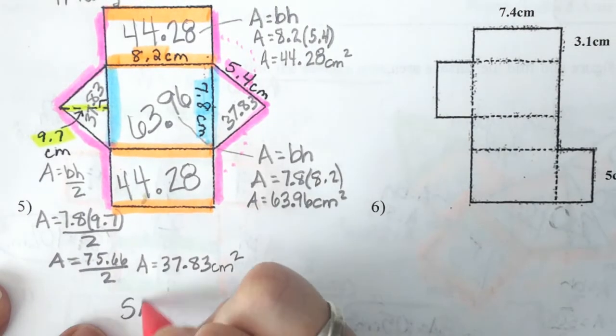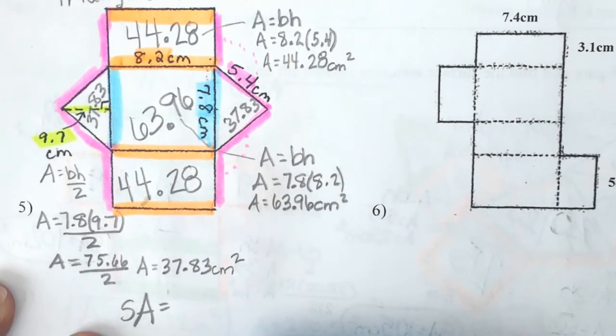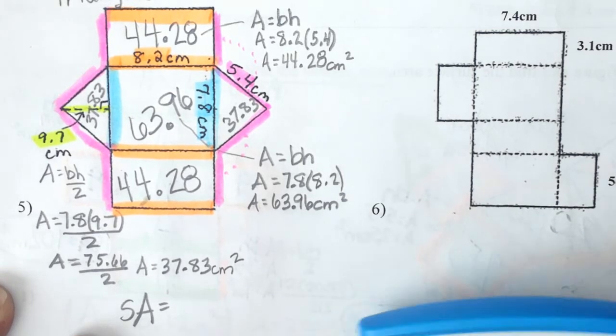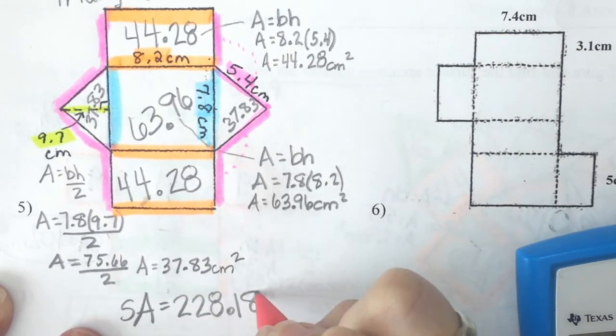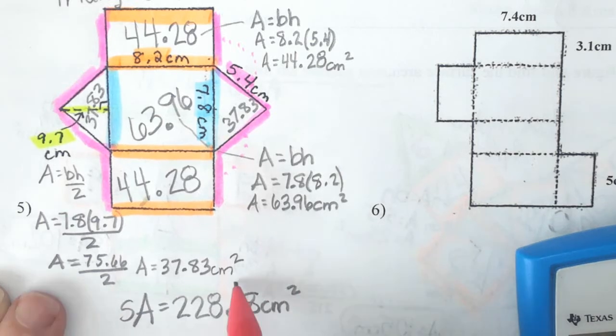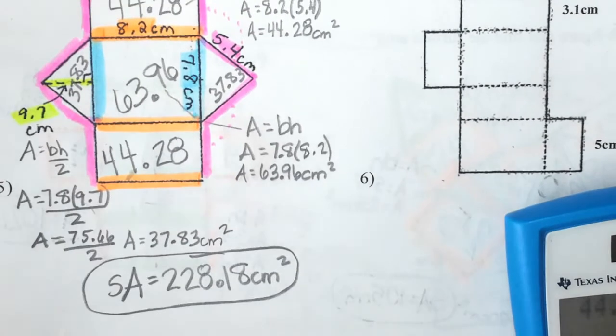So adding it all up for surface area, SA. Watch those decimals and make sure you get them in the calculator right. 228.18. I got 228.18 centimeters squared.